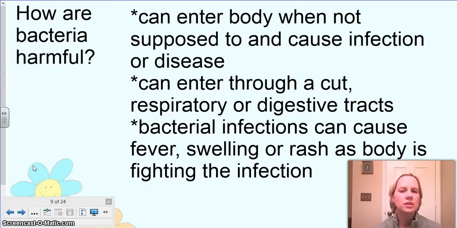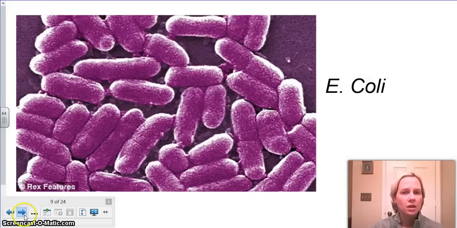But of course, there's always the thing that everybody knows about, and that's that bacteria can be bad. They enter the body when they're not supposed to, and they cause some kind of infection. We can breathe it in. We can eat something. You can cut your finger and get bacteria in through the skin. They cause fever, swelling, a rash, and that's an indication that your body's fighting some kind of infection.